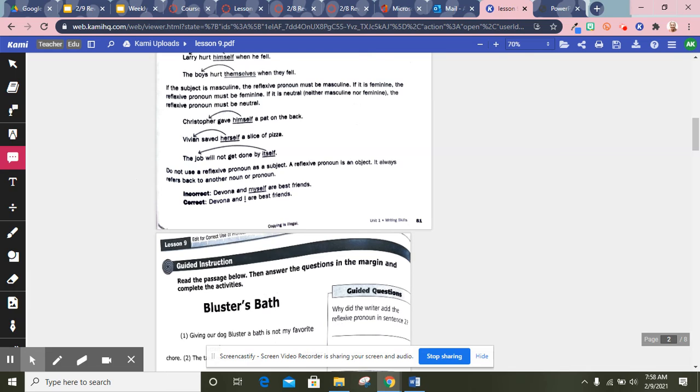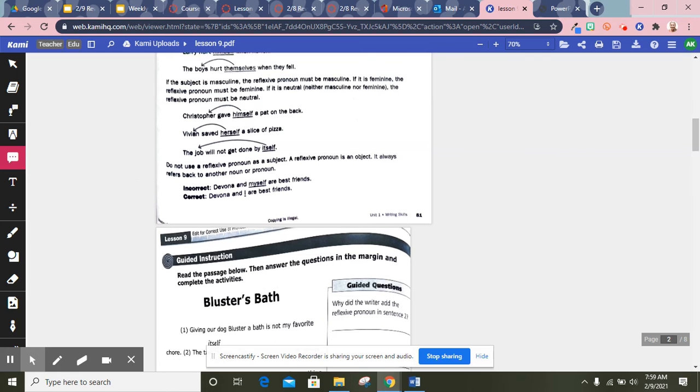Do not use a reflexive pronoun as a subject. It is an object. It always refers back to another noun or pronoun. So we cannot say, Devon and myself are best friends. It'd be, Devon and I are best friends.